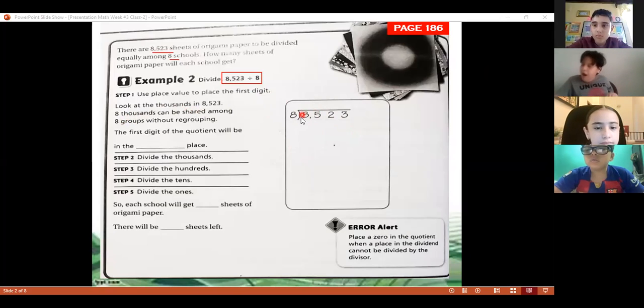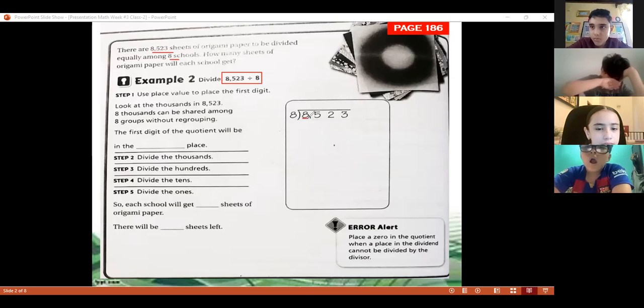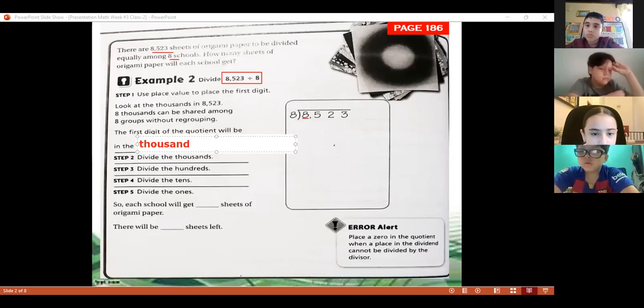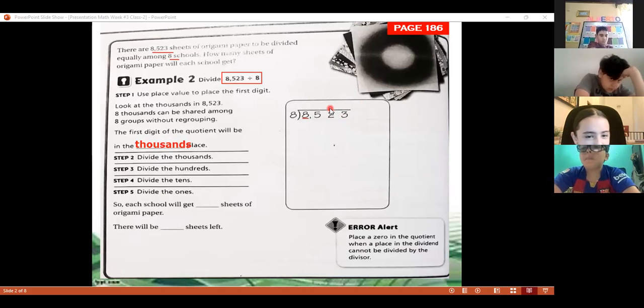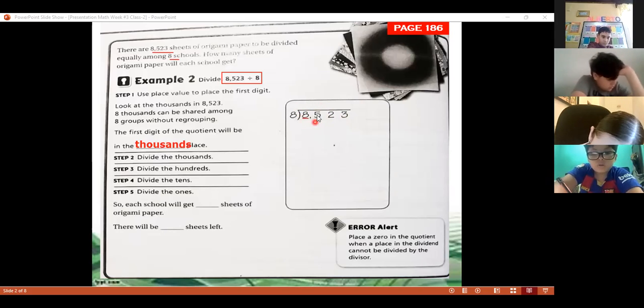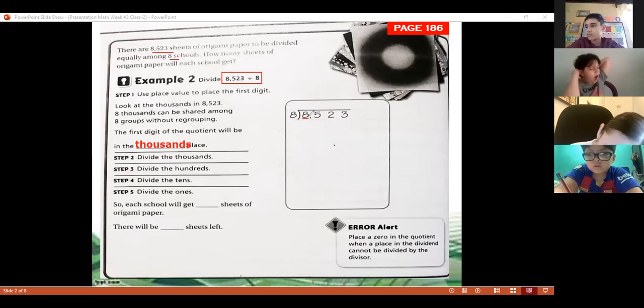Look at the thousands in the 8,523. 8,000, that is the first digit, remember, the 8. And it says this 8 can be shared among the 8 groups without regrouping. So the first digit in the quotient will be in the thousands. Remember, right now we're working on the thousands. According to the place value chart, ones, tens, hundreds, and thousands. 8,000. That is the first digit that we're going to divide, the 8.